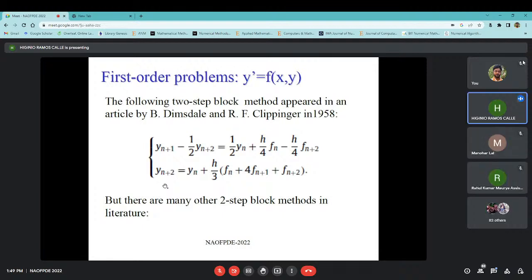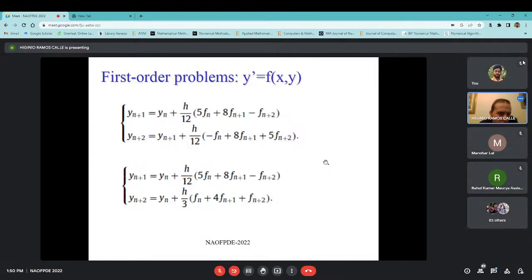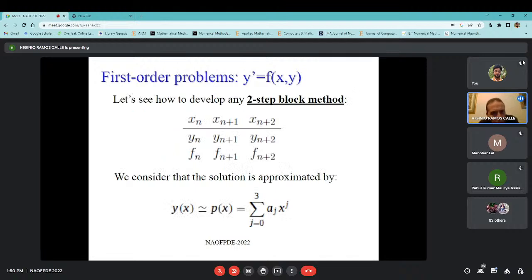This is just one example, but there are many other two-step block methods in the literature. For example, these are other two formulations of two-step block methods. But in fact, all these two-step block methods are different formulations of the same block method. So let's see how we can develop any two-step block method.